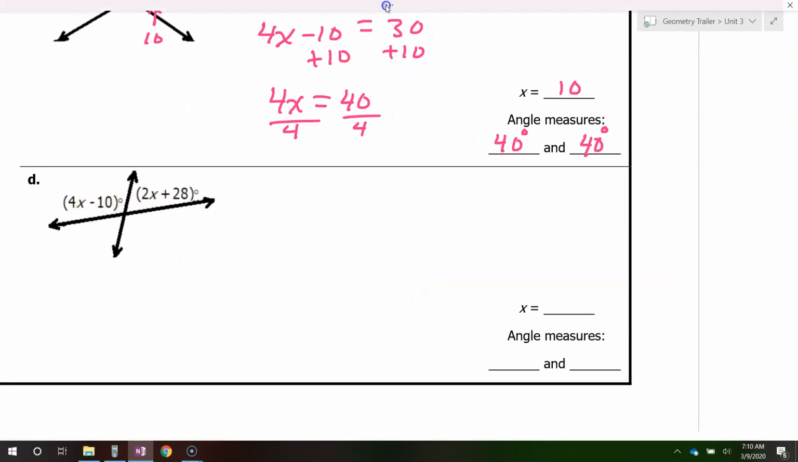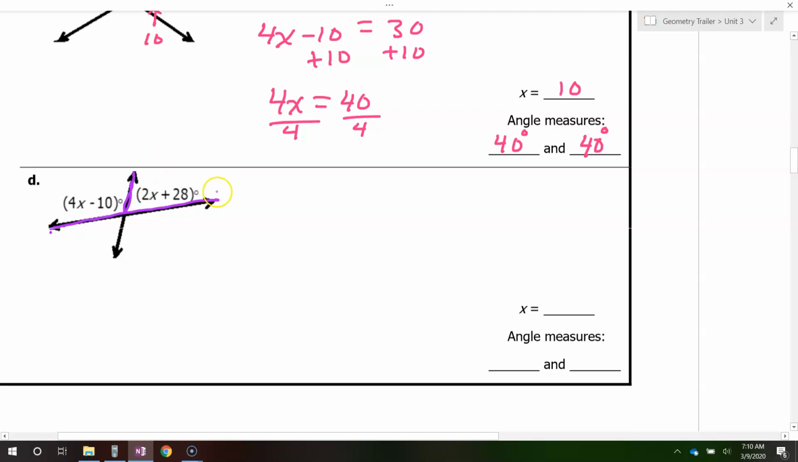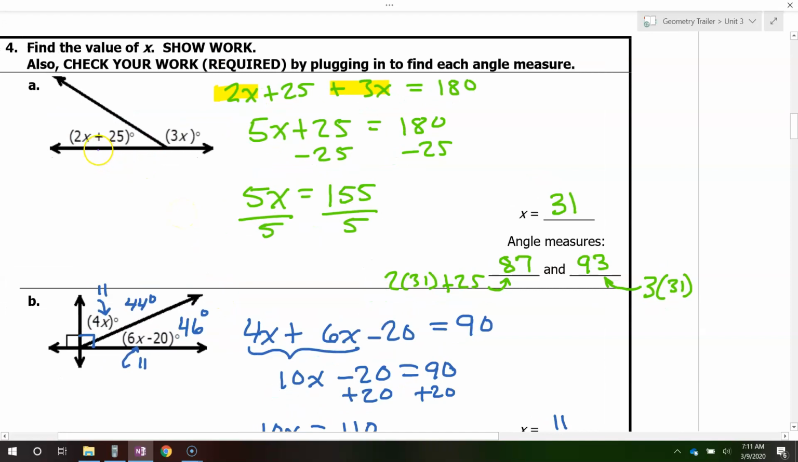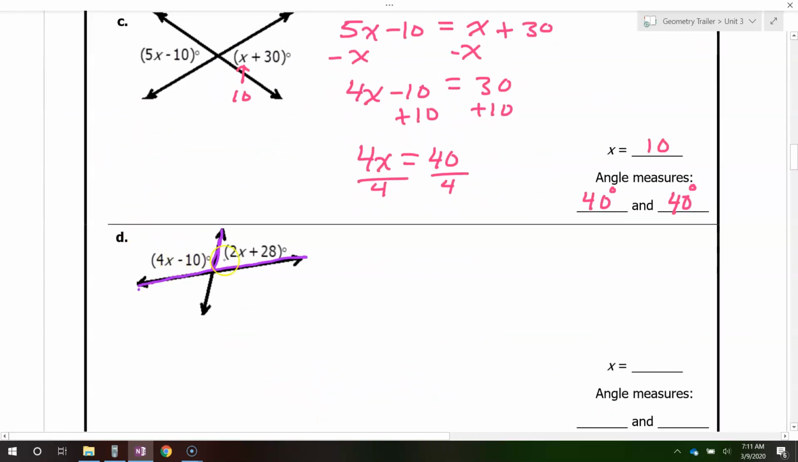This is another linear pair. So I know that these have to be supplementary. You see that they are a linear pair because of the way they make a straight line. Well, I said another; yeah, we had a linear pair for A. So this is another linear pair. So these have to add up to 180. So I'm going to say 4x minus 10 plus 2x plus 28 must equal 180.